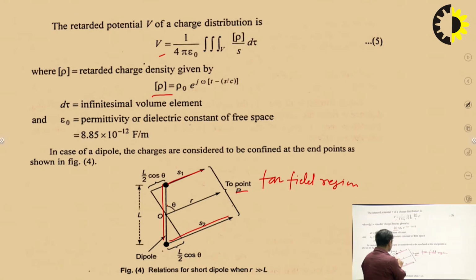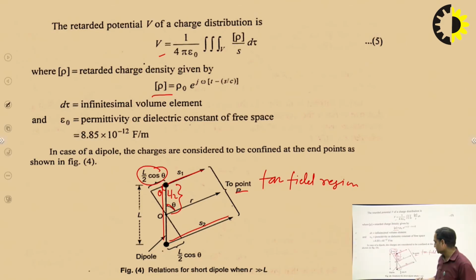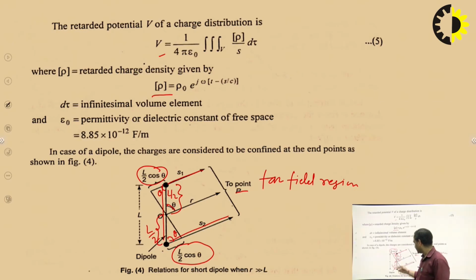This is the theta, okay, and this length is L by 2 from this point to this point. So this is theta and this is also theta, then in that case this will be L by 2 cos theta. Similarly, if we come to this point, again this is theta, and the length from this point to this point is again L by 2, so it is also L by 2 cos theta. Now we come to know what S1 and S2 are.